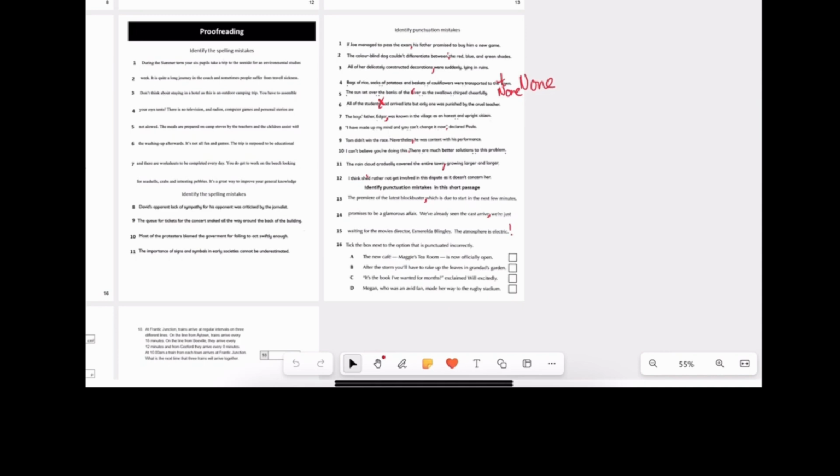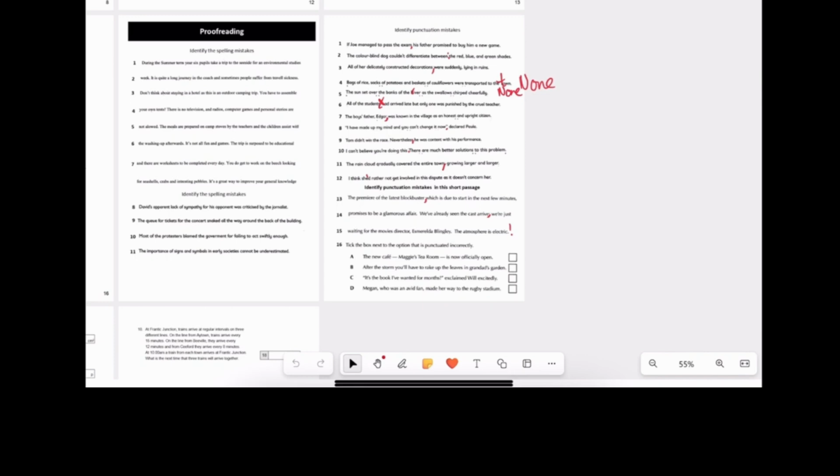16. So tick the box next to the option that is punctuated incorrectly. So the one where the punctuation is wrong. So A, the new cafe dash Maggie's tea room dash is now finally open. B, after the storm, you'll have to rake up the leaves in Grandad's garden. C, it's the book I've wanted for months, exclaimed Will excitedly. And D, Megan, who was an avid fan, made her way to the rugby stadium.